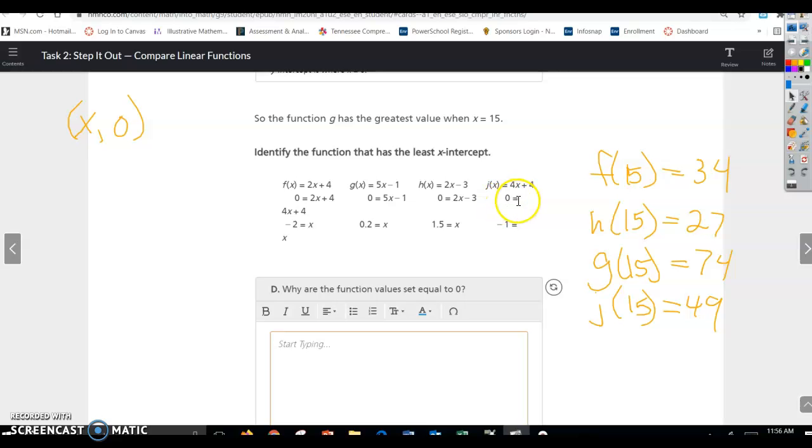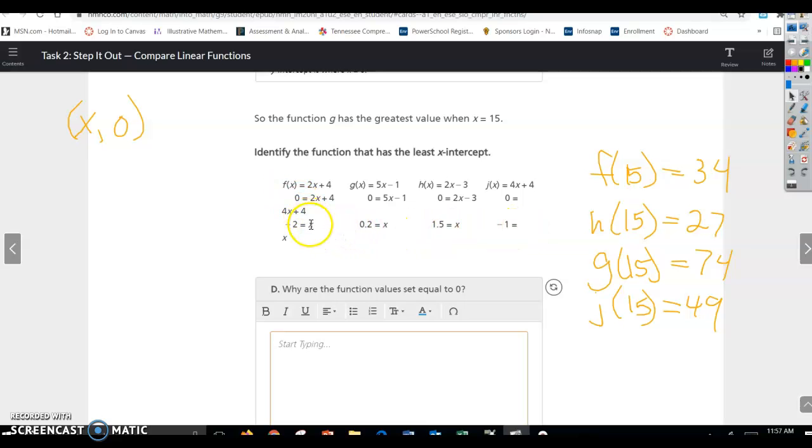And then 0 equals, that's where this is. This has been spaced over and went down a line, so this line right here should be over here. So 0 equals 4x plus 4. So I'm going to subtract 4 and divide by 4 and get -1. And I think that x should be right here as well.